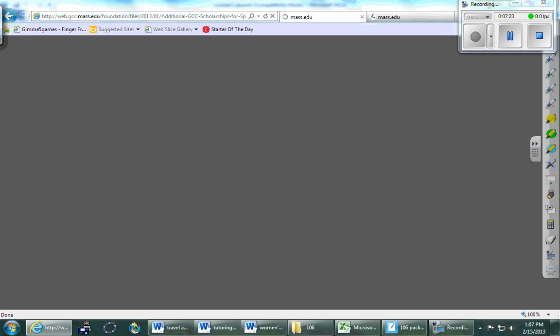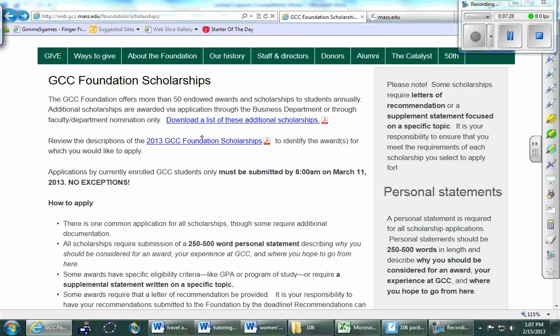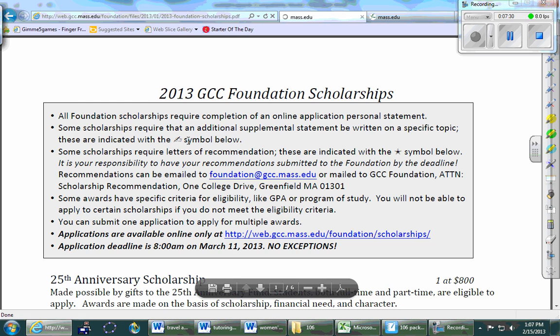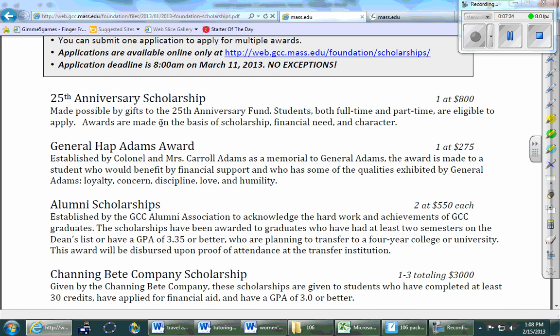More important right now for me is the list of the foundation scholarships. This is the stuff that you can apply for. And we're just going to look at a couple of details about a few of these. The 25th anniversary scholarship is based on scholarship, financial need, and character. And there is one award at $800. This is serious money. The Hap Adams Award is based on loyalty, concern, discipline, love, and humility. One award at $275. There are some alumni scholarships.